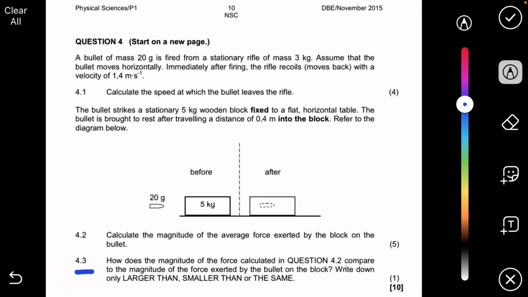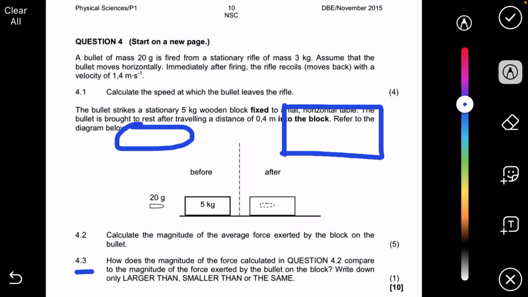Question 4.3. How does the magnitude of the force calculated in question 4.2 compare to the magnitude of the force exerted by the bullet on the block? Write down only larger than, smaller than, or the same. This question is allocated 1 mark. This question is not that complicated, so you might not need to stress about identifying the crux of the question.